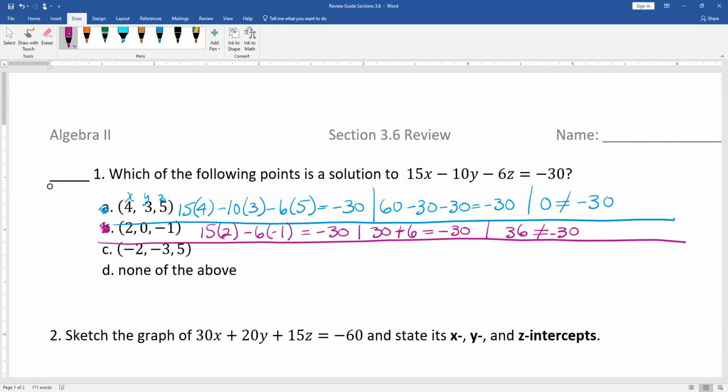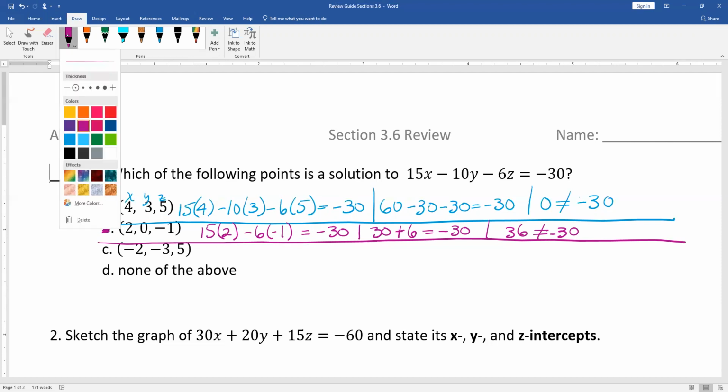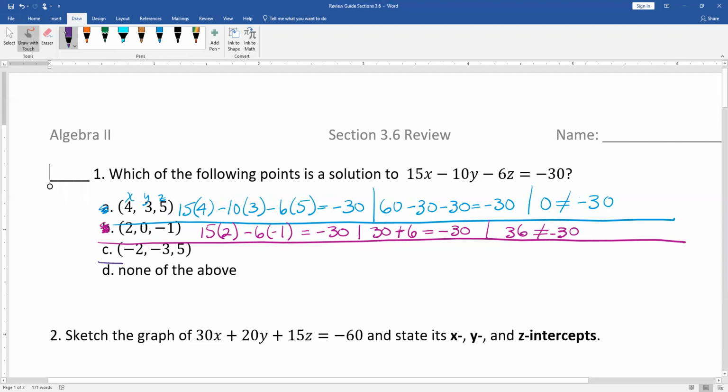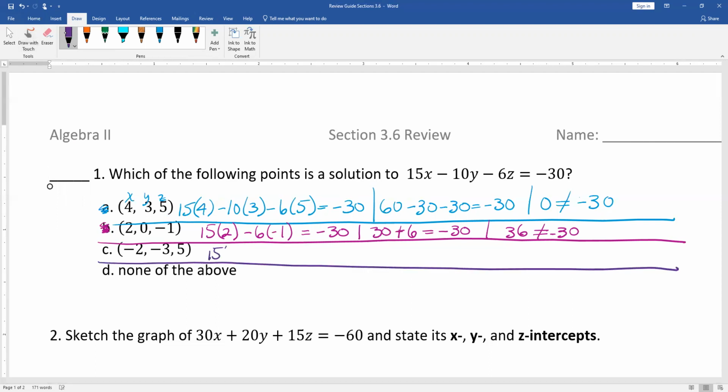So probably C, but let's go ahead and do the work and double check. All right, so for C, I have negative 2. So 15 times negative 2 for x, minus 10 times negative 3 for y, minus 6 times z, which is 5, equals negative 30. All right, 15 times negative 2 is negative 30. Negative 10 times negative 3 is a positive 30. So we just canceled these guys out. And this is negative 6 times 5, which is negative 30. And that does equal negative 30. So our answer is C.